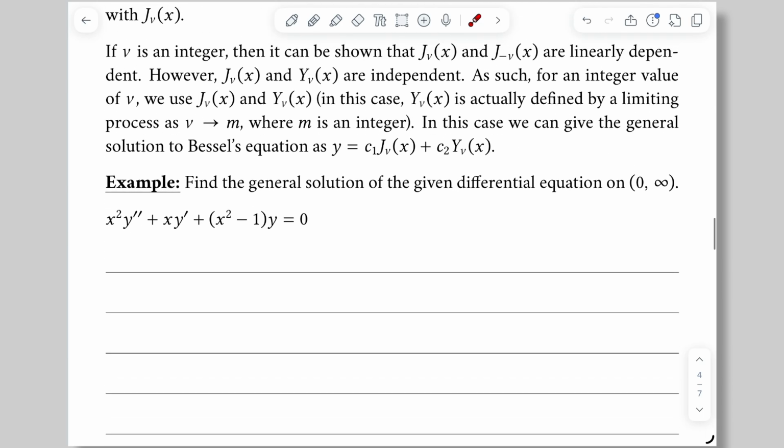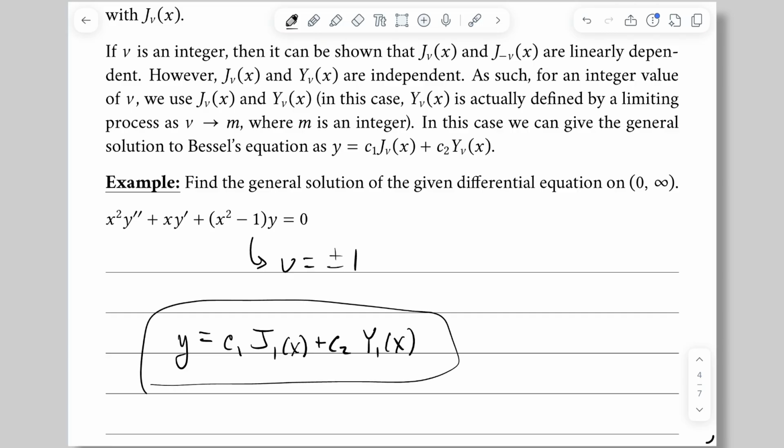Let's just see what this looks like here. We have our differential equation x squared y double prime plus x y prime plus the quantity of x squared minus 1 times y is equal to 0. Since we have x squared minus 1, we can see that nu is equal to plus or minus 1. Since those are integers, our general solution is y is equal to c1 J sub 1 of x plus c2 Y sub 1 of x, and that Y is there because nu was an integer.